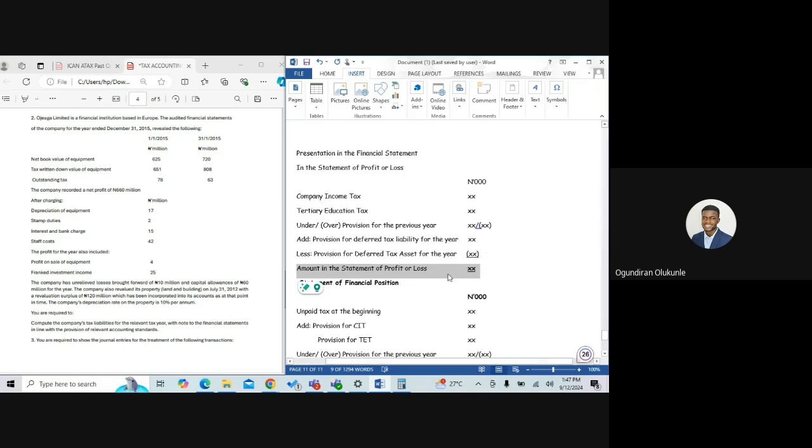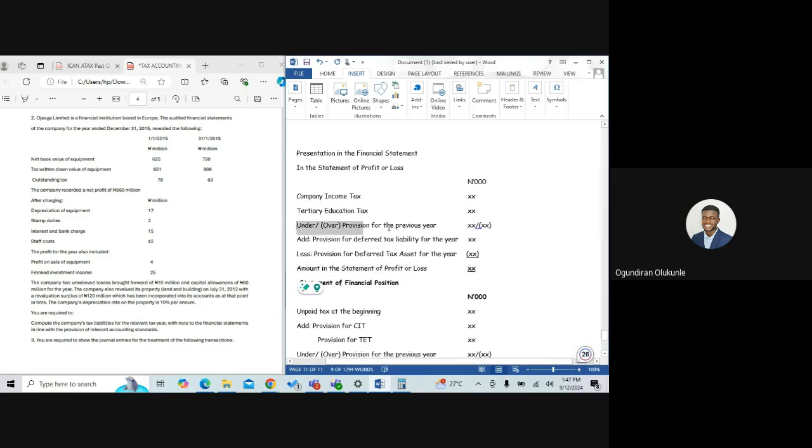After that PBT, how did they arrive at that tax amount is what we are considering here. So the tax amount is basically the common income tax, tertiary education tax, and any other form of taxes that you have in that year. You could have police trust fund levy, any other kind of tax whatsoever you can think about, right?